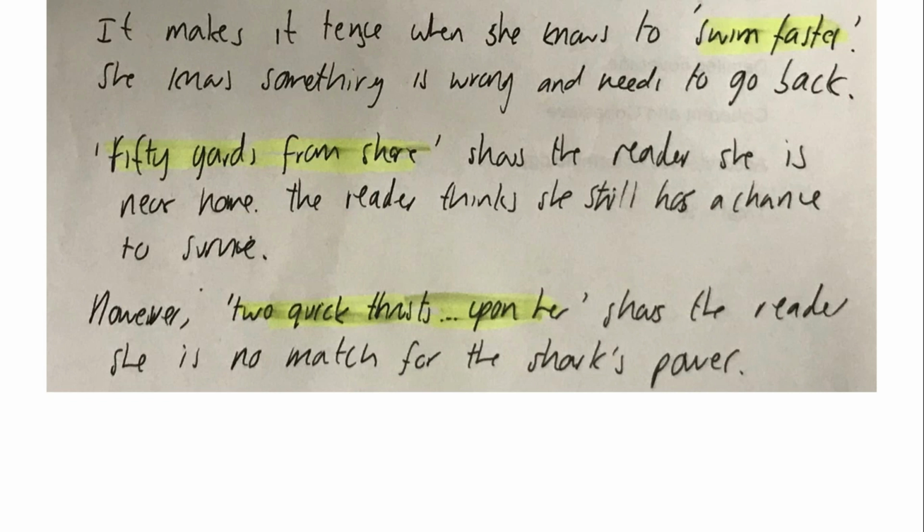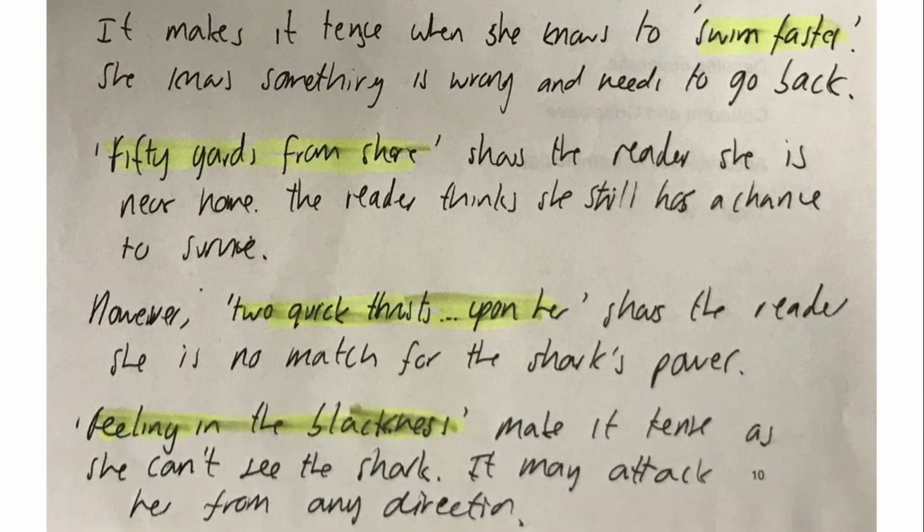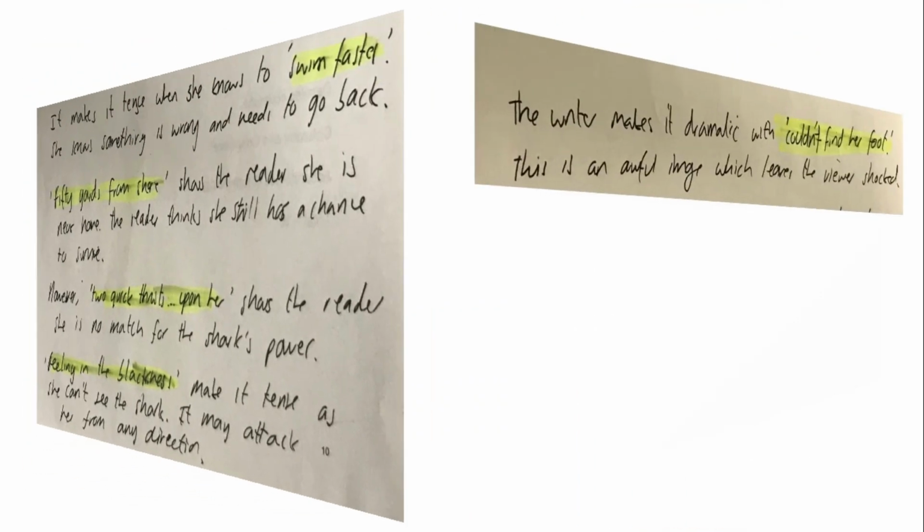So if we look into that quote, too quick thrusts, I've zoomed in on the word thrusts, I've zoomed in on the word quick, and this shows that a silly too quick thrust, and then the shark is right there. So it shows the shark's speed and power. Feeling the blacklist makes it tense as she can't see the shark. It may attack her from any direction.